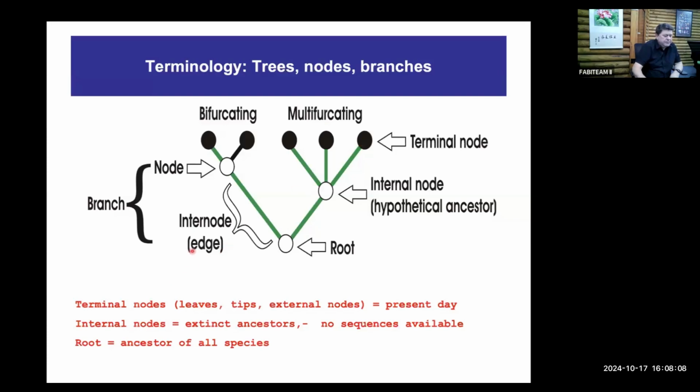Terminal nodes are also referred to as leaves, tips, or external nodes. The internal nodes are the extinct ancestors. So it's not sequences that are available, but just for interest's sake, one can actually synthesize or simulate the sequence that can represent these taxa. But that depends on your data.